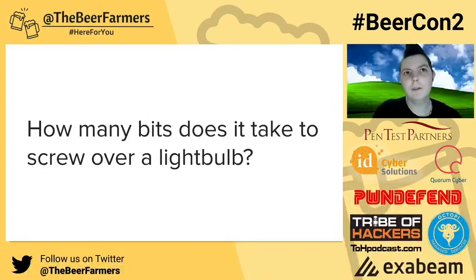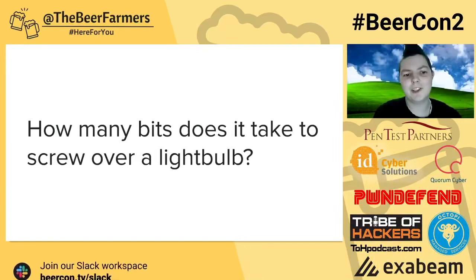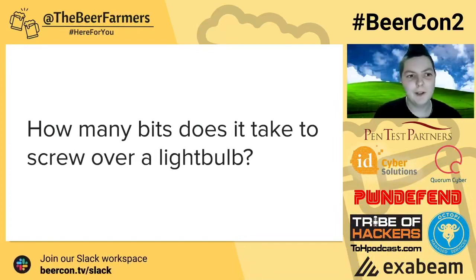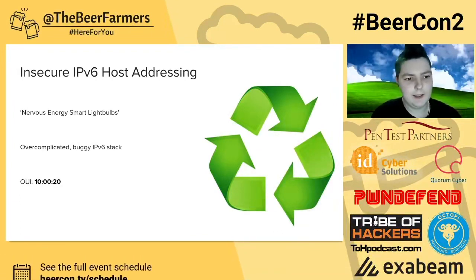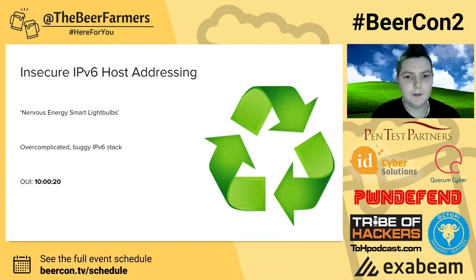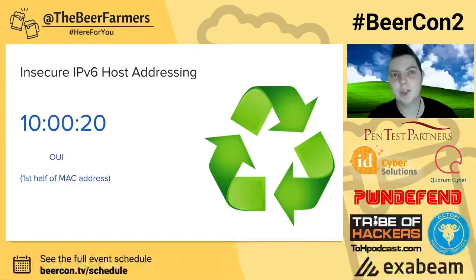So maybe we should just ask the question, how many bits does it take to screw over a smart light bulb? So say we have Nervous Energy light bulbs. It's got an overcomplicated, buggy IPv6 stack. And the OUI is 10.00.20. Okay, so one of the images has screwed up on this. Apologies, it is supposed to be a light bulb, not a recycle sign. But, you know, we can get past that.